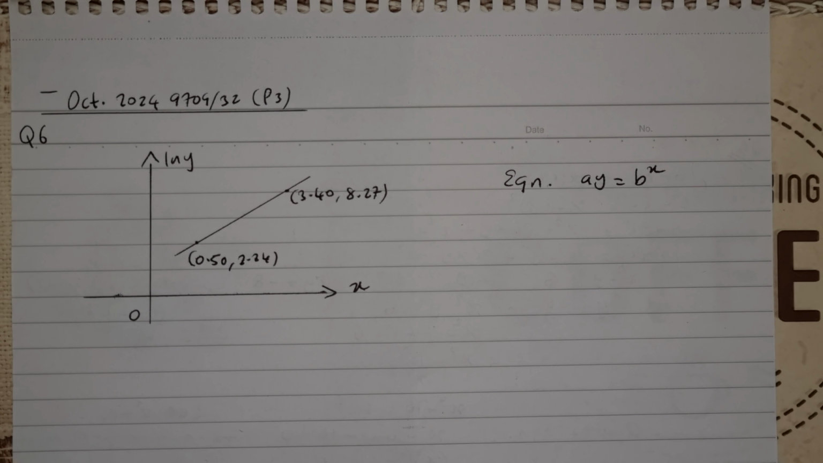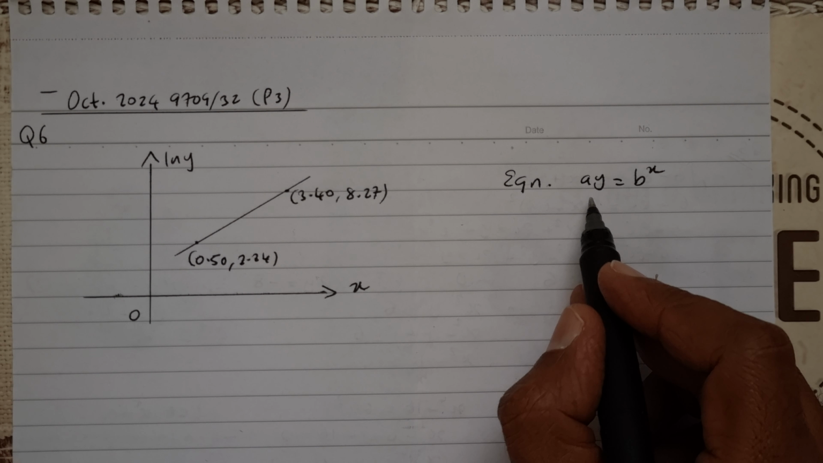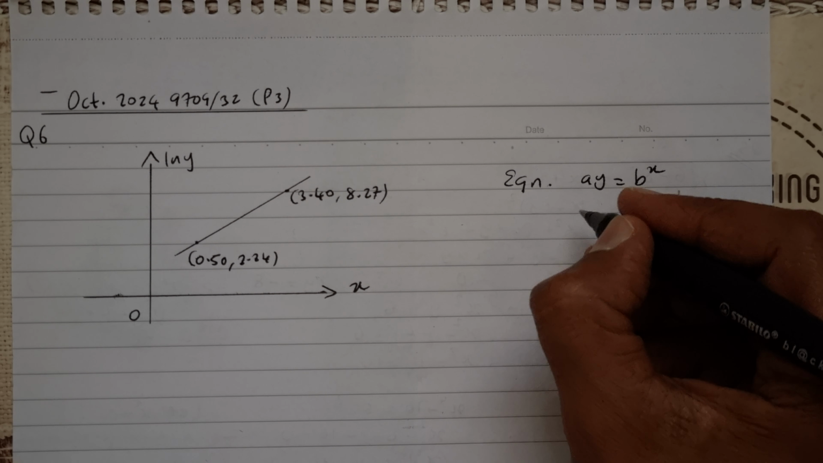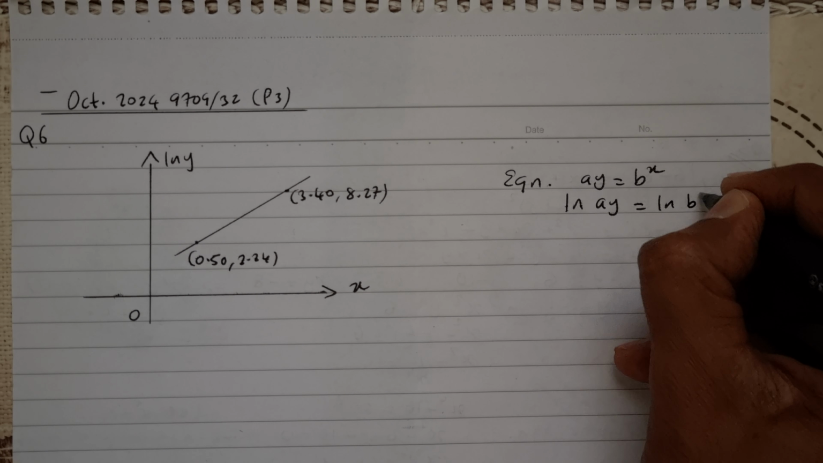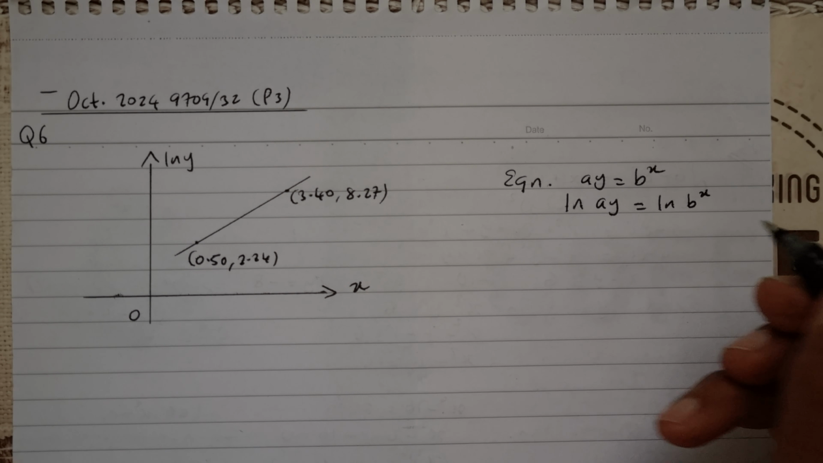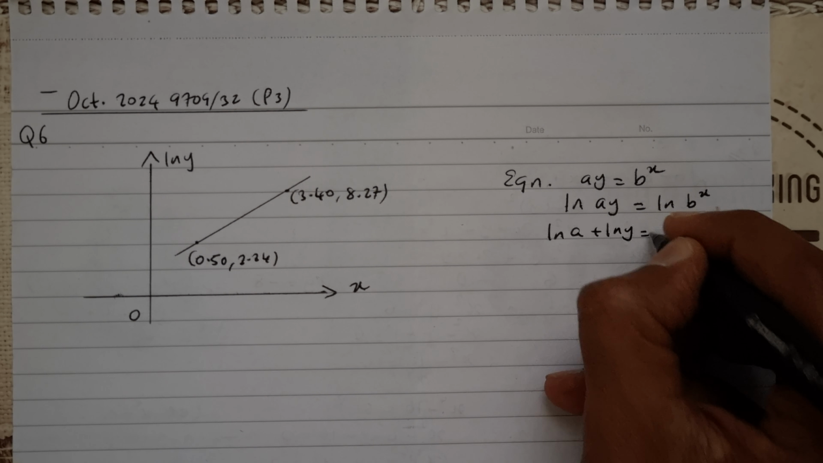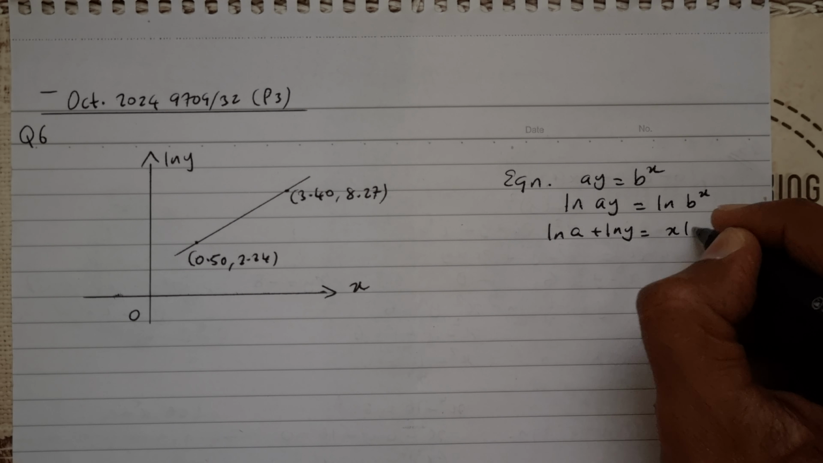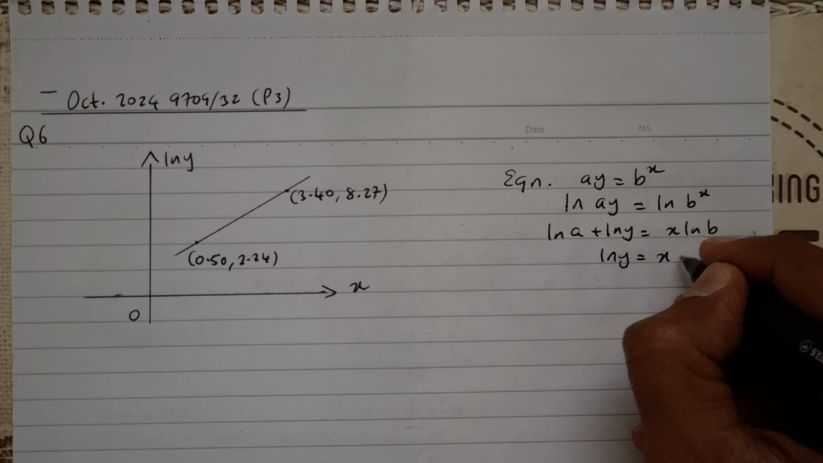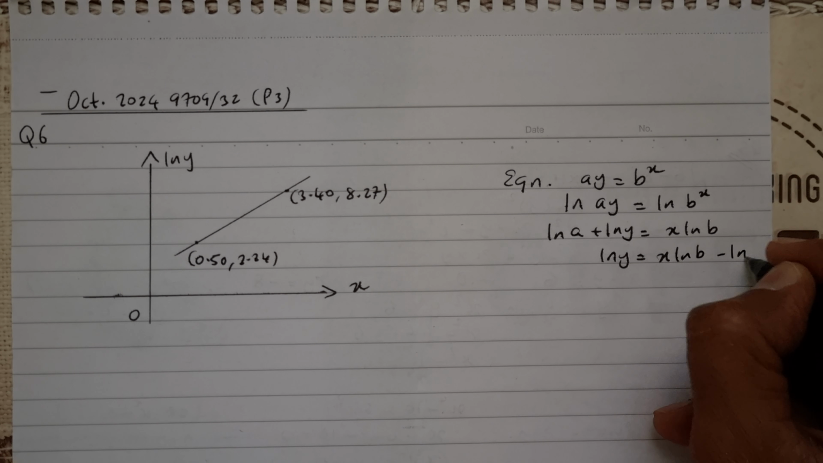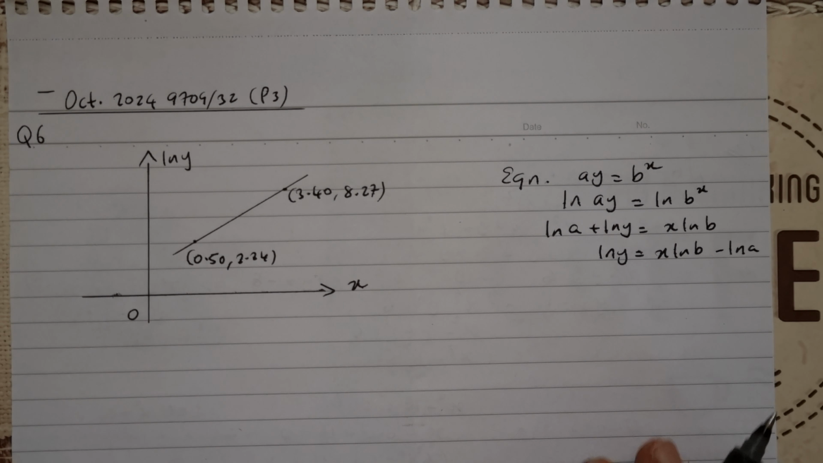Now, how do we go about doing a question like this? We're given that the equation is ay is equal to b to the power x. So basically now I can say ln ay is equal to ln b to the x, applying logarithms on both sides, and therefore we've got ln a plus ln y is equal to x ln b. In other words, I'm saying ln y in terms of x is x ln b minus ln a. And of course, now we're going to have to find the equation of this line.